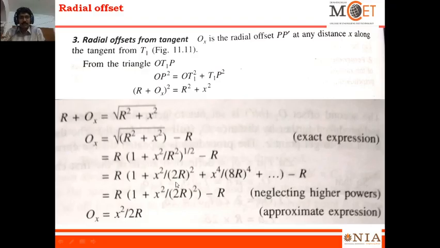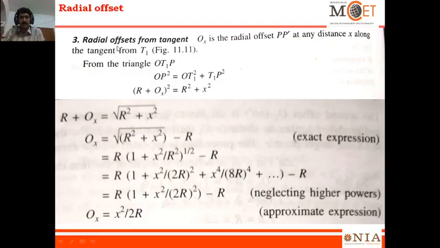See, R itself is a higher value, R square, and x is very small, so this term is small compared to the x power 4 term, so we can neglect up to this. So R into (1 plus x square by 2R square) minus R. If you expand it, R minus R gets cancelled, x square by 2R square, one R will cancel, x square by 2R. So this is the approximate expression, OX equal to x square by 2R.